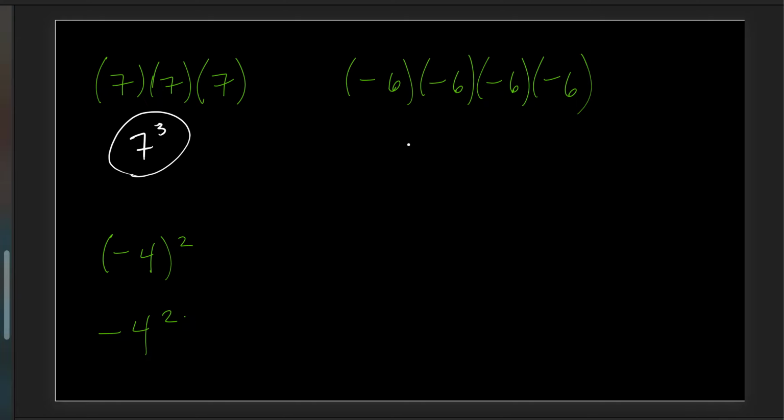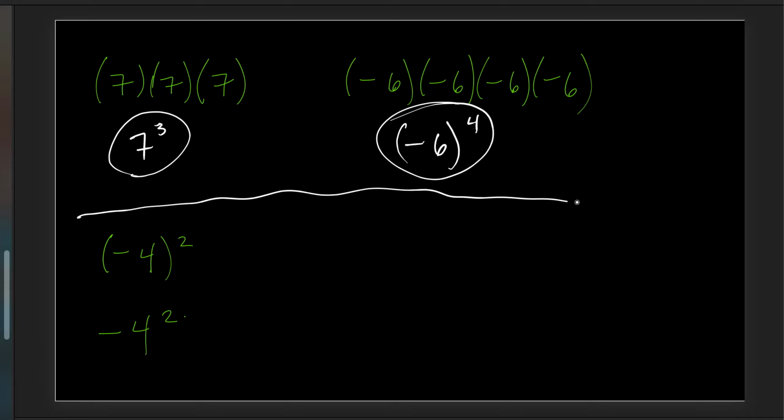Now the number that's being repeated here is a negative 6. See that? And it's repeated 4 times. So the exponent is 4. Negative 6 to the 4th power. And that's the answer for that.